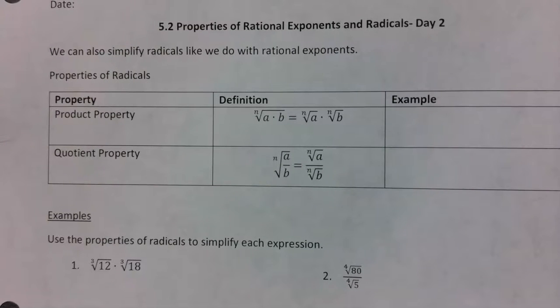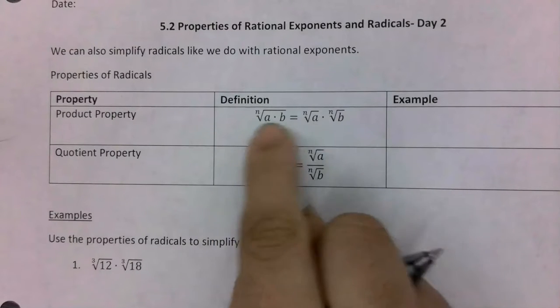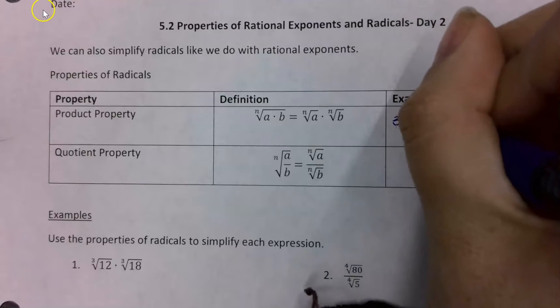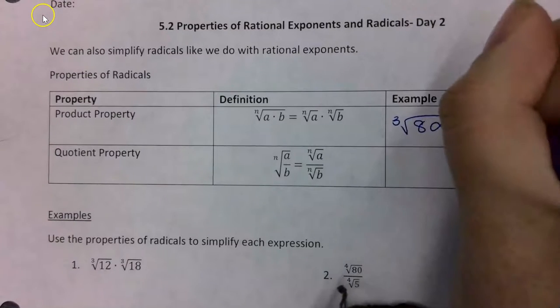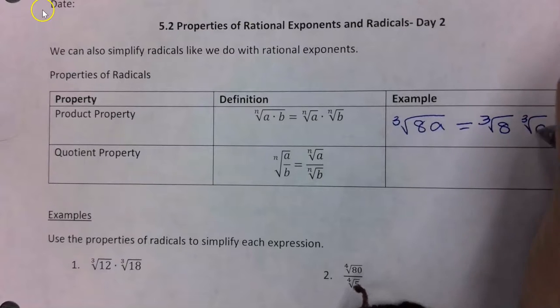So today we're working with radicals. If two numbers have the same radical root, you can split them up if they're inside. For example, if I had the cube root of 8a, I could split it up into the cube root of 8 and the cube root of a.